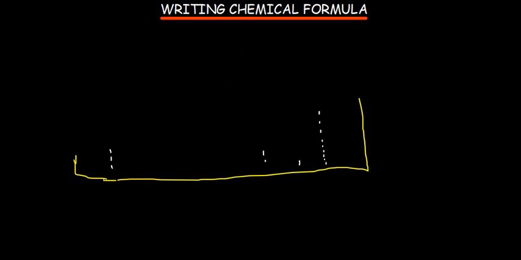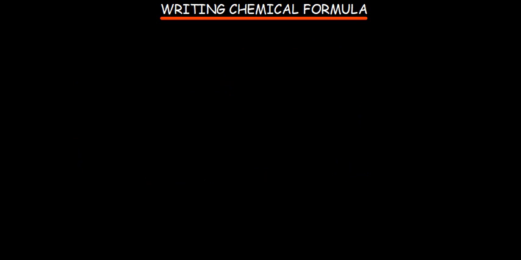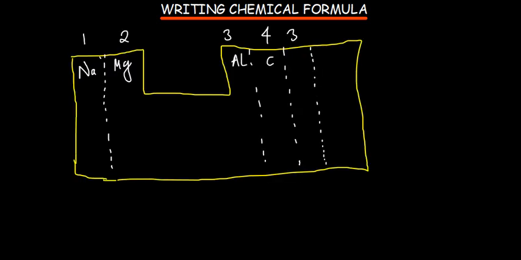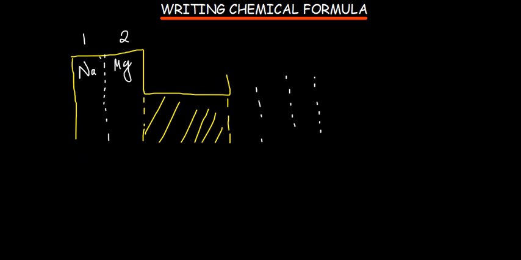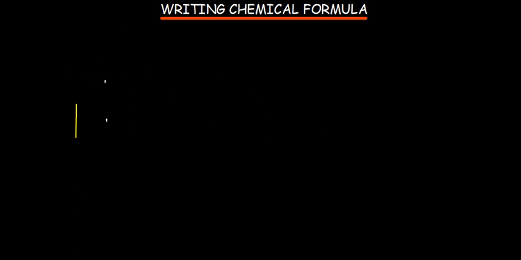Let's say we want to write a formula for magnesium chloride. By the way, I've not talked about these elements here. These are transition metals. Their valency changes, so it will depend on the molecule. Even when you are writing the name of the compound, the name will tell you the valency.